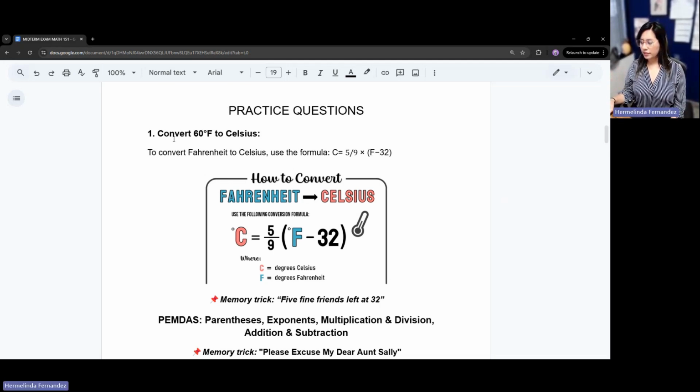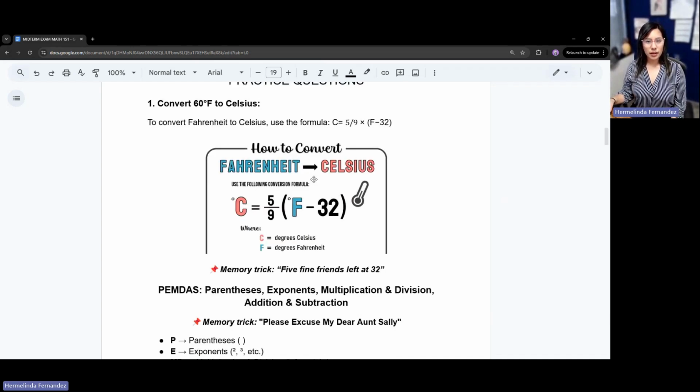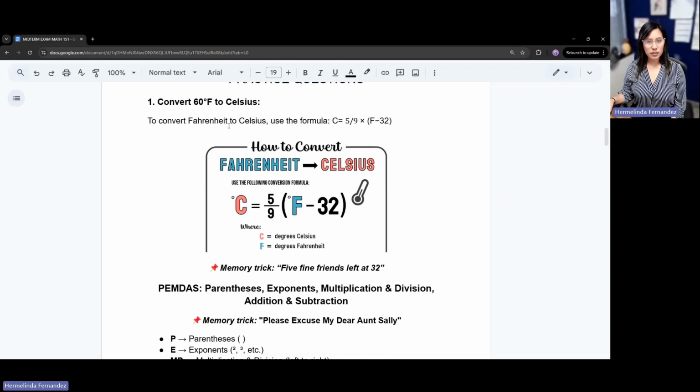Converting 60 Fahrenheit to Celsius. First, we have to use the formula: C equals 5/9 times parentheses Fahrenheit minus 32 parentheses. And here's a memory trick: 5/9 Fahrenheit, friends left at 32.